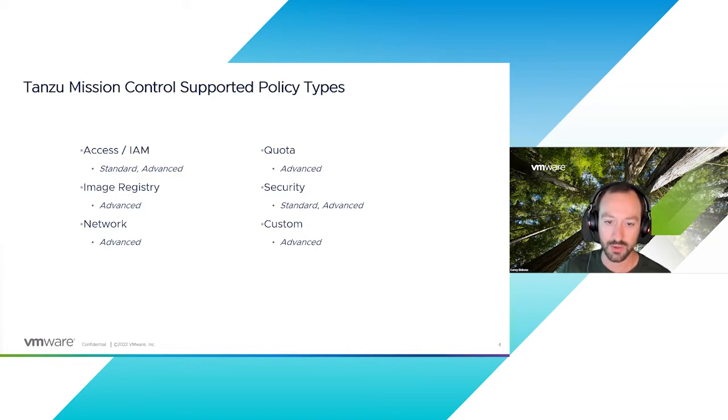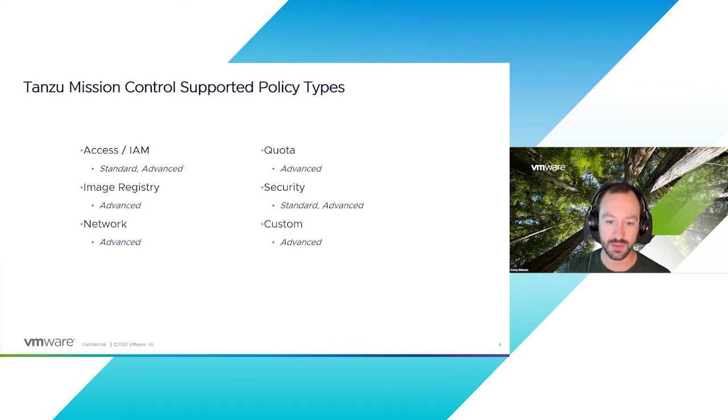The various policy types that Mission Control supports start with access and IAM policies. You can set up access controls based on existing groups, so you can really align it with your existing security posture or security infrastructure. If you have an existing Active Directory structure that already encompasses all the permission structures that you need and already has your developers in the correct places, you can really wire this up and continue to utilize that same structure.